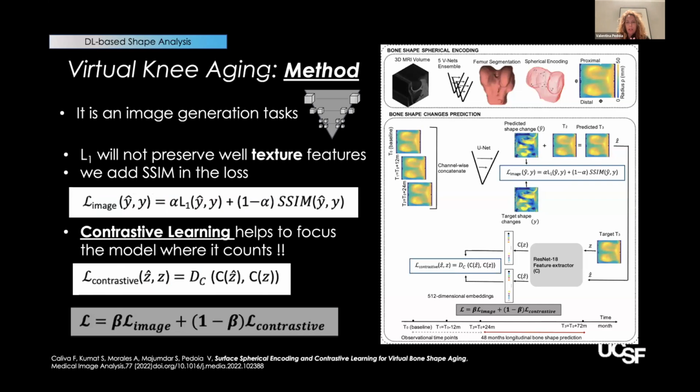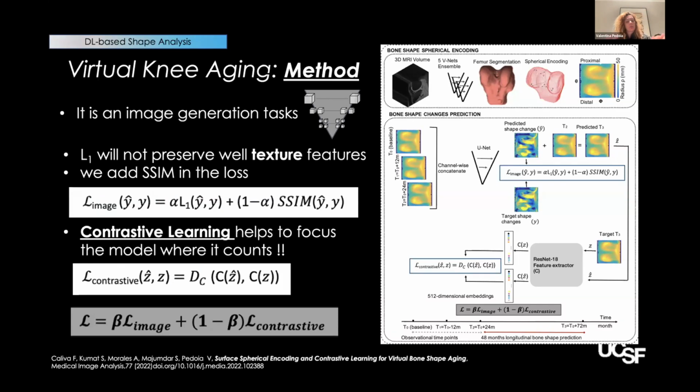Let me go to the next slide. I know this is busy, but I'll go over it. On the right side is the whole graph of the model. We do the whole analysis exactly as described before. We obtain the surface. We do the spherical coding. We take that for 3 consecutive years, and then we use an image generator, which was simply U-Net based. The only interesting aspect is that we use a composed loss in the generator.